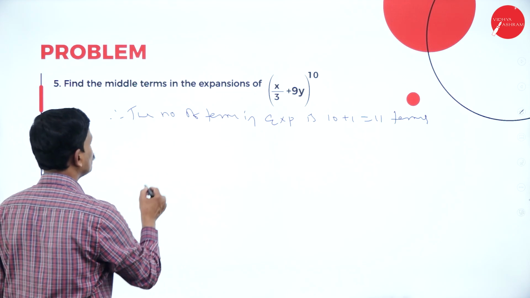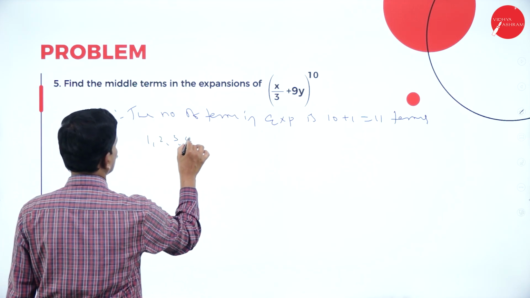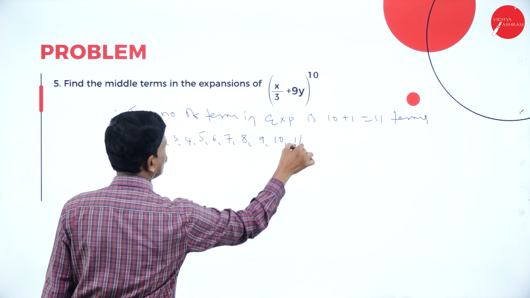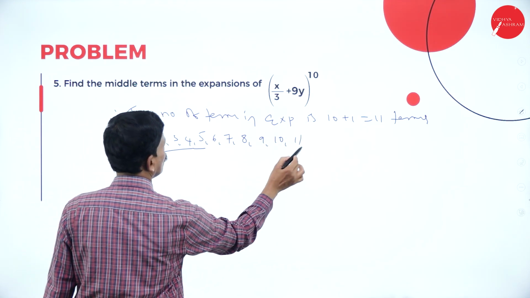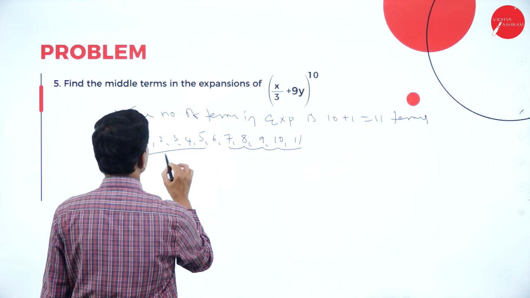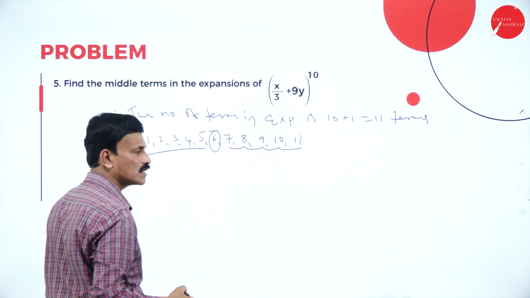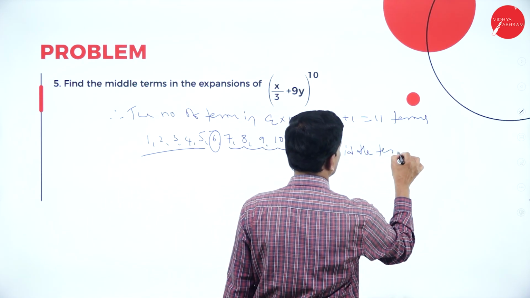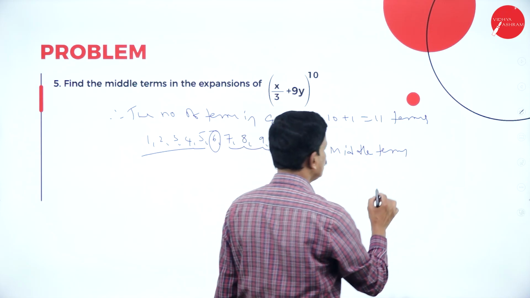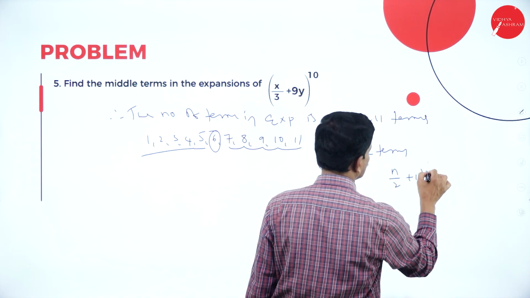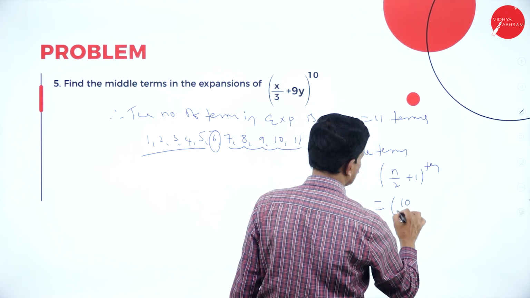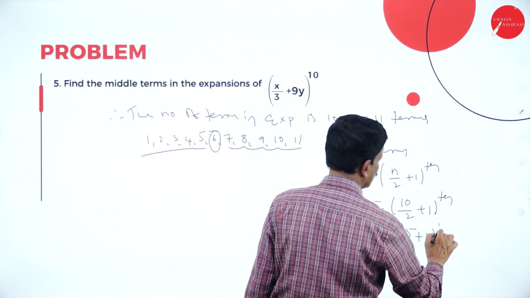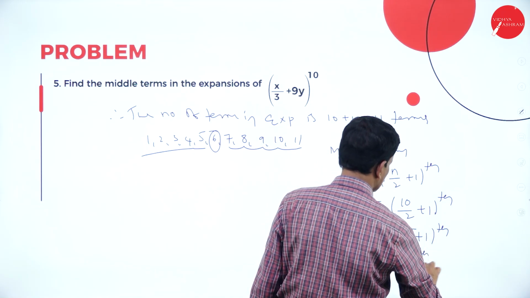That is, here 1, 2, 3, 4, 5, 6, 7, 8, 9, 10 and 11. Which is the middle term? 1, 2, 3, 4, 5, 6 is the middle term. Or the middle term is equal to, what is the formula for the middle term? If n is an even number, n by 2 plus 1th term. So what is n by 2? 10 by 2 plus 1th term. 10 by 2 is nothing but 5 plus 1. That is nothing but the 6th term.